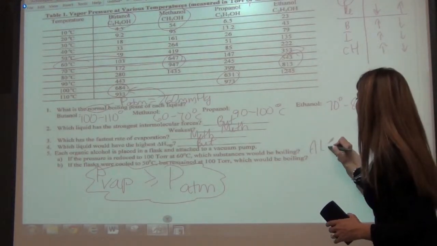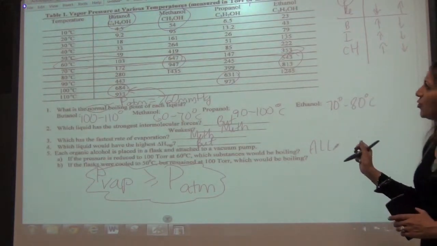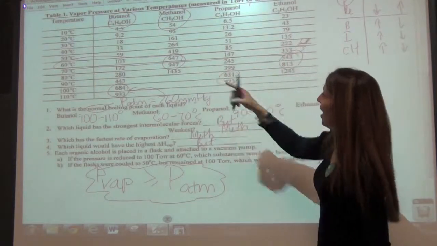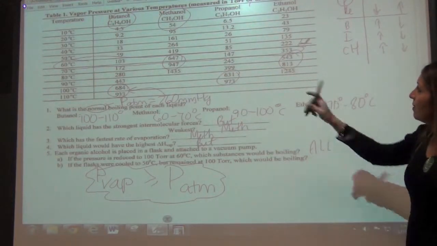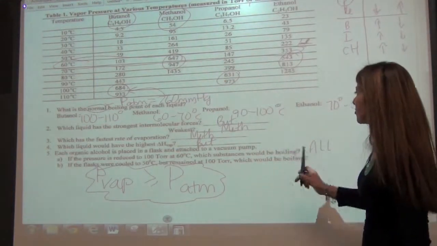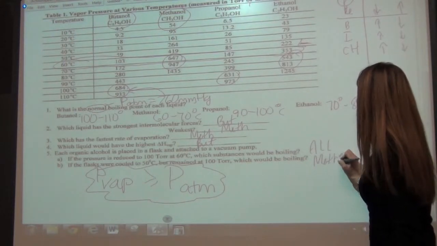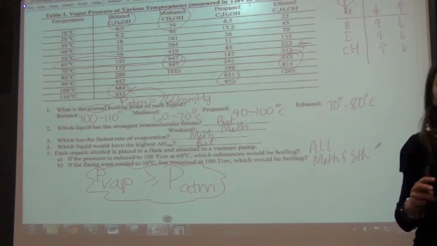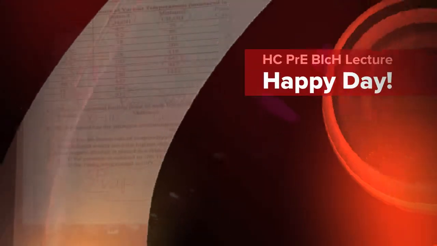Awesome. If the flask is cooled to 50 degrees, so now we're looking here at 50 degrees, now which ones are boiling? Methanol and ethanol, because those are the ones over 100. Methanol and ethanol are the ones over 100. And that's it for the PrE BIcH chart.